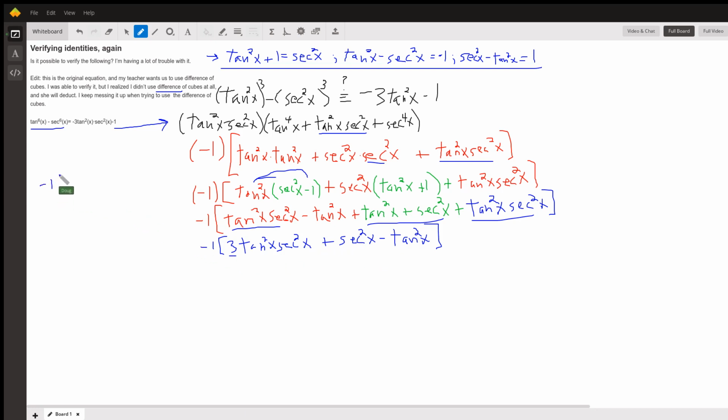I've got this -1 outside the parentheses. I've got 3 tangent squared, secant squared. Forgot the x there. And secant squared minus tangent squared is a 1. Distribute that -1.